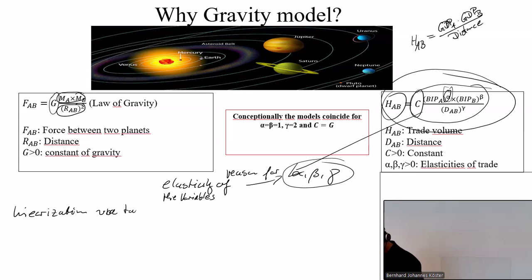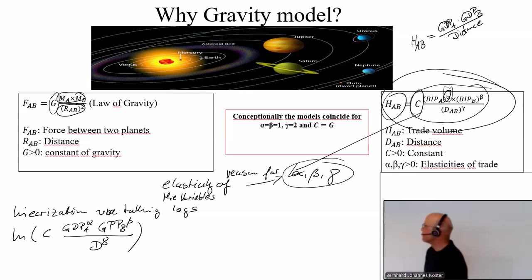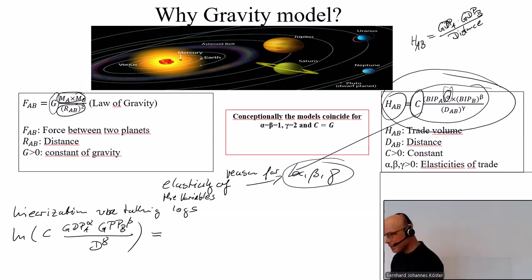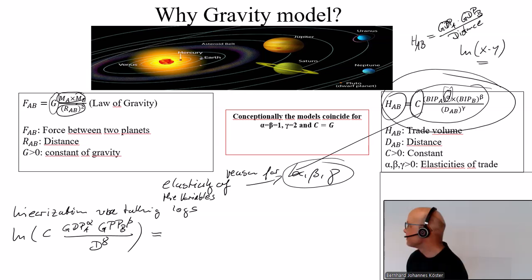taking logs. And this means if we take ln of C GDP A to alpha GDP B beta over distance to the power of gamma, how can we rewrite this? What is the log of x times y? That's a pity.